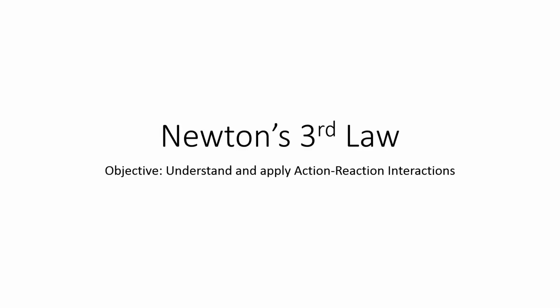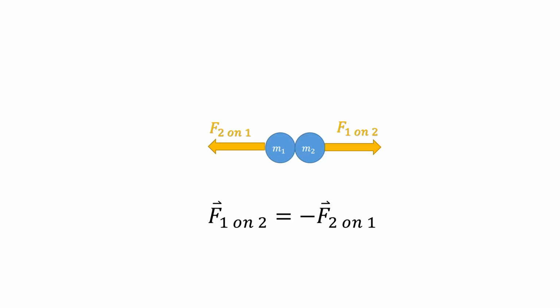The goal of this video is to understand and apply action-reaction interactions as explained by Newton's third law. Newton's third law can be stated as follows. If object 1 exerts a force onto object 2, then object 2 must exert a force onto object 1. These two forces will be equal in magnitude but opposite in direction.